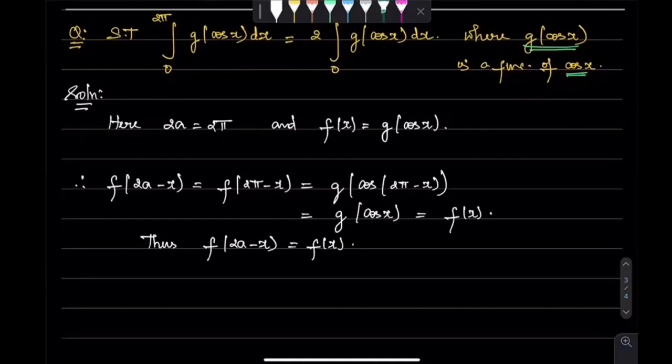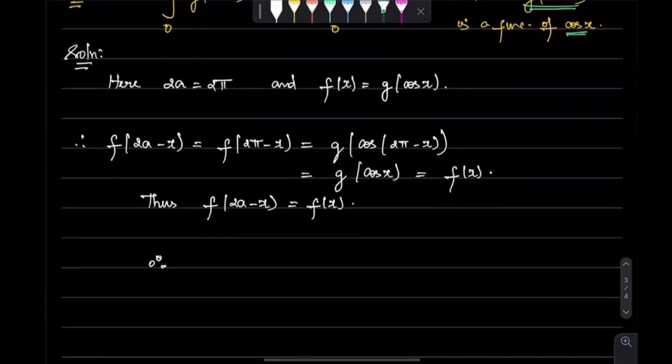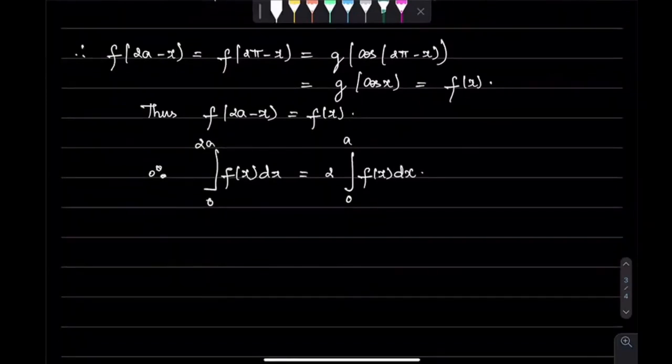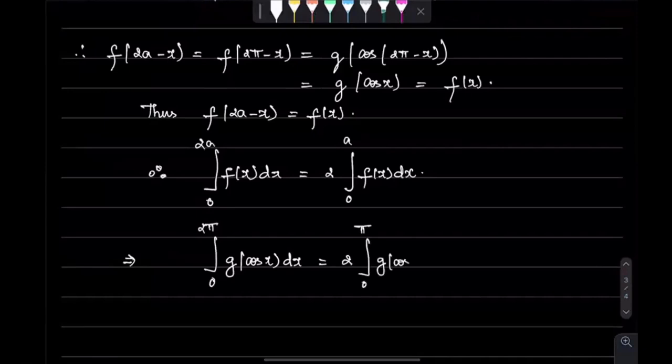So how can you write it? Therefore, what is the property? Integral 0 to 2a f of x dx becomes 2 times integral 0 to a f of x dx. So this implies, what is my theorem? It says integral 0 to 2 pi g of cos x dx becomes 2 times integral 0 to pi g of cos x dx, children. Does it make sense? Are you happy?